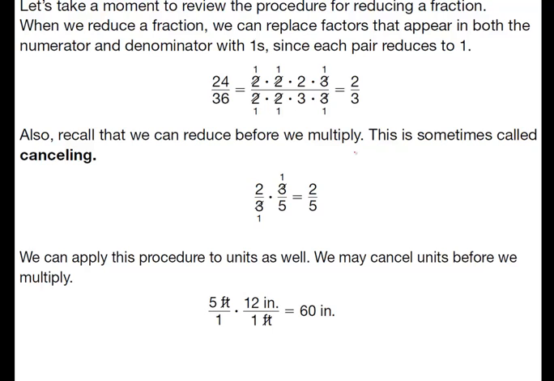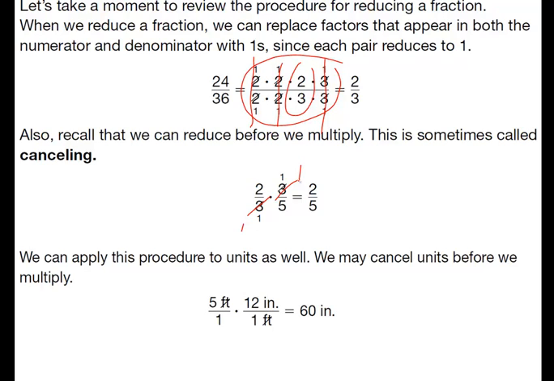So we're going to step back for a minute and review how we reduce and why things do what they do. If we reduce 24 over 36, once we factor those out and get the factors, then we can start canceling out numbers, and we're left with just 2/3. Or if we're canceling during multiplication, we can take that 3 out and make those 1s and then multiply across and get 2/5.